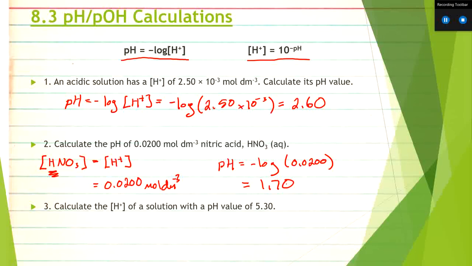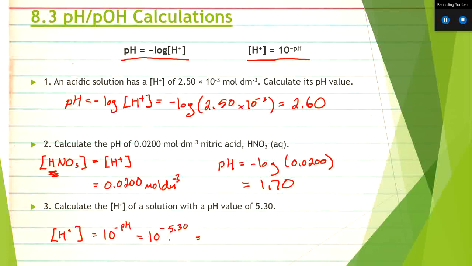Okay, in this last question, calculate the hydrogen ion concentration of a solution with a pH value of 5.3. So in this case, we're using our rearranged equation. If the concentration is equal to 10 to the negative pH, we put in 10 to the negative 5.3.